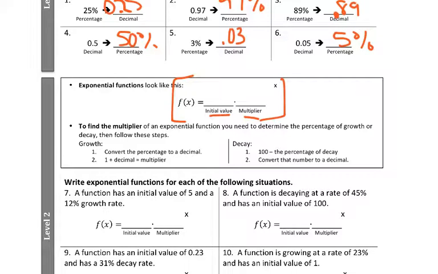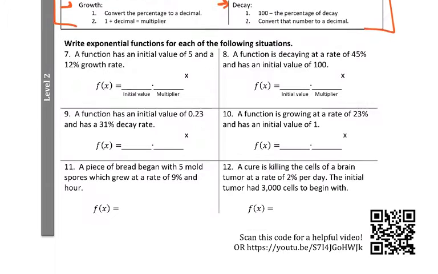The trick with this assignment is going to be finding the multiplier, and I've got little helpers right here. First of all, you're going to want to decide if it's a growth or decay multiplier you're looking for, because that tells you what instructions to follow. You just follow those instructions exactly the way they're said. Let's go ahead and do all of the questions on the left together.